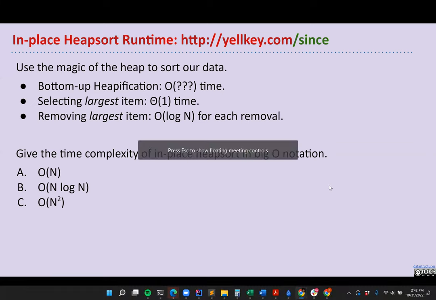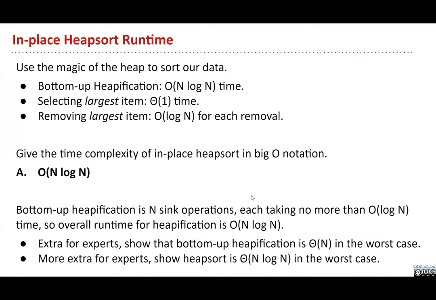Okay. It's kind of a hard question to do in the middle of lecture, but let's do it. The runtime turns out to be n log n, and I'm going to argue this as follows. Bottom-up heapification should be big O of n log n time for the following reason. If you sink a bunch of items in reverse level order, how many sink operations are there? N. And what's the runtime for each one in big O notation? Log n. So that's how I came up with it.